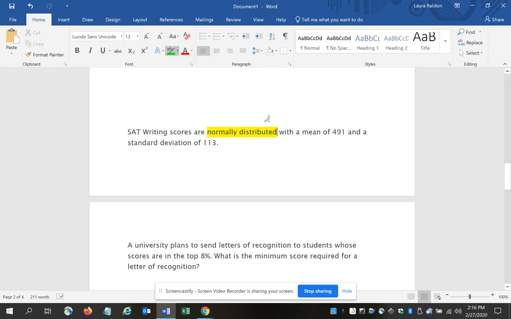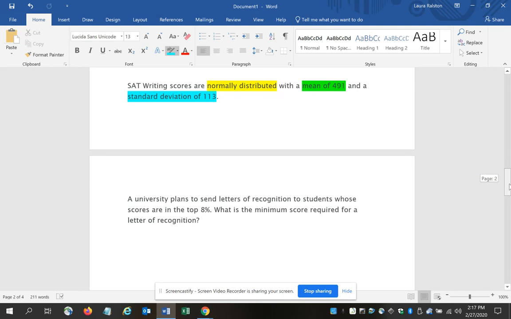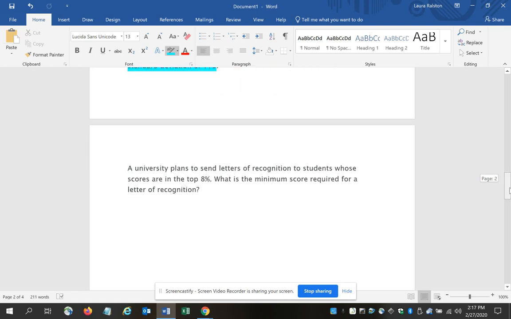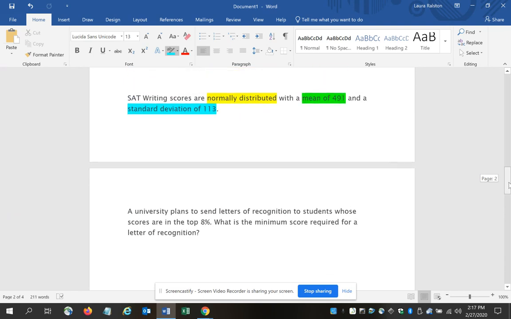It also tells us that the mean is 491, and it tells us that the standard deviation is 113. So again, you have the information that you need. Then it says, a university plans to send letters of recognition to those students whose scores are in the top 8%. What is the minimum score required for a letter of recognition?